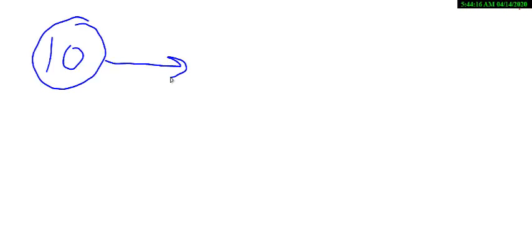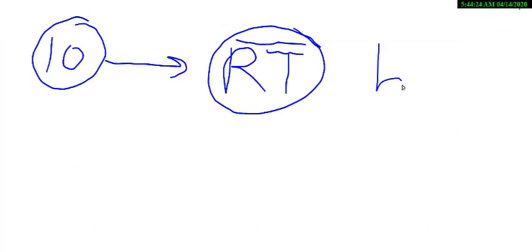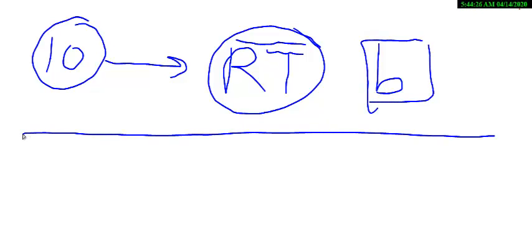Question number 10, the correct answer is RT, which is the segment RT. RT is the median, which is number B. The correct answer for number 10 is RT, which is B.